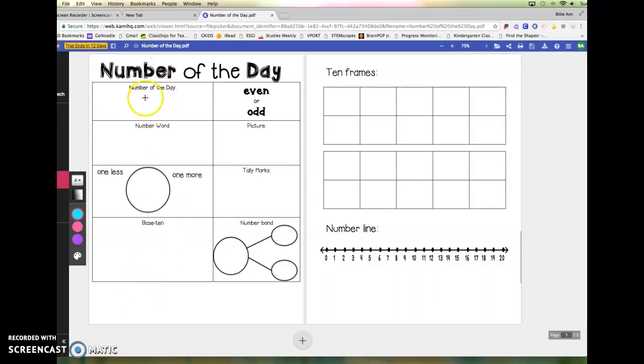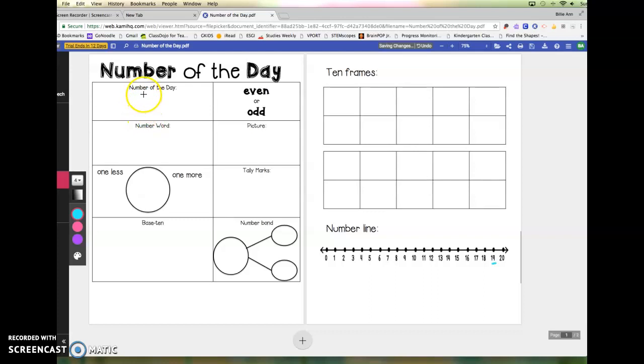Our number of the day is 19. So I want you to look down and think about what that number looks like. 19. I hear two words in there that give us a good hint. If I start from 10, I know it's going to be a teen number. 10, 11, 12, 13, 14, 15, 16, 17, 18, 19.